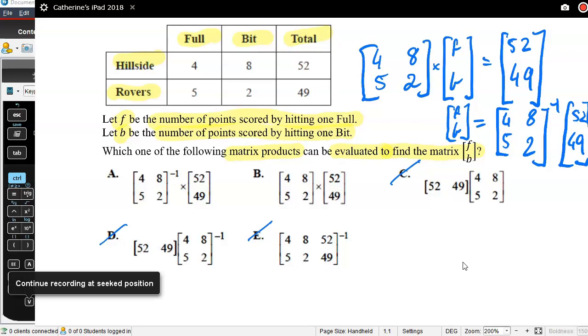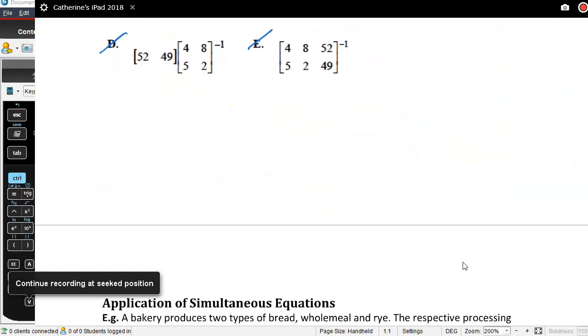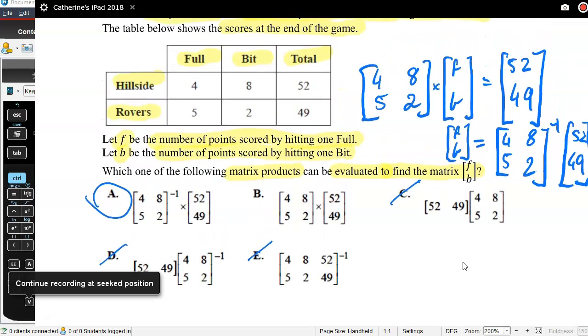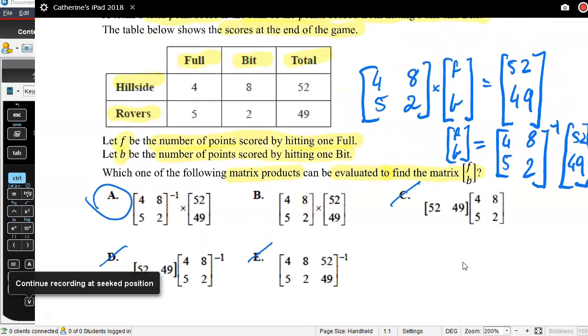Because it's got to look something like this. Okay? It's got to look something like this. And actually, it's A. Straight off A. We don't have to even figure out what the inverse there is. Okay. So, yep, that's how we can use our inverse matrix.